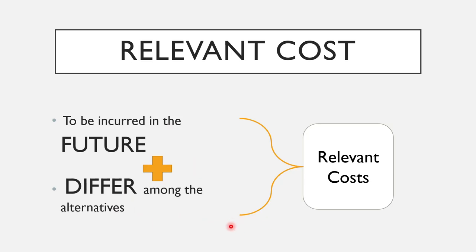Again, we only provide information for decision support that matters to the decision. If the information has nothing to do with the decision, we should not include it in the report. The financial info that matters to the decision is said to be relevant. For cost to be relevant in the decision, number one, it is supposed to be incurred in the future. Number two, it should differ among the alternatives. Both of these must concur for cost to be deemed relevant.